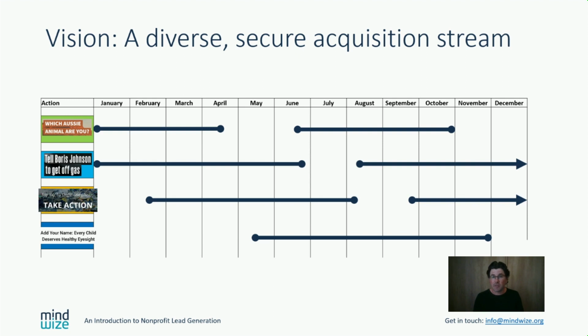Now, this is an ideal vision. Not everyone has the resources for this level of testing and rollout right away, but it's something to aim for. Even 2 viable and ready campaigns gives far more security than just 1.